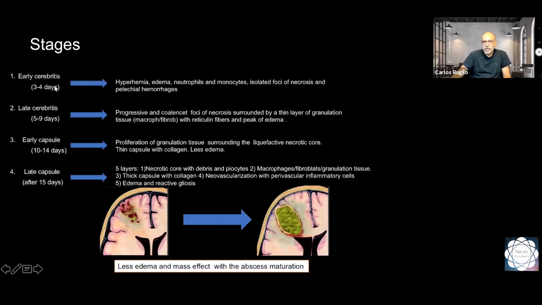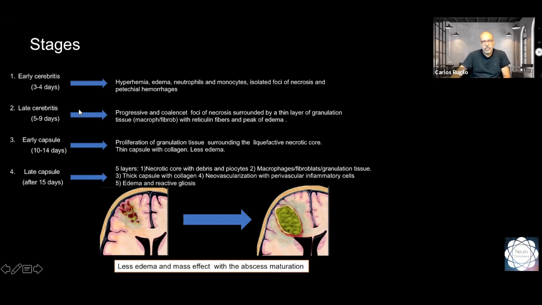There are several stages to reach the final mature abscess. The early cerebritis phase, which takes place in the first 3 or 4 days, consists of hyperemia, edema, neutrophils and monocytes infiltration, isolated foci of necrosis, and the presence sometimes of petechial microbleeds, which are more frequent, by the way, in children.